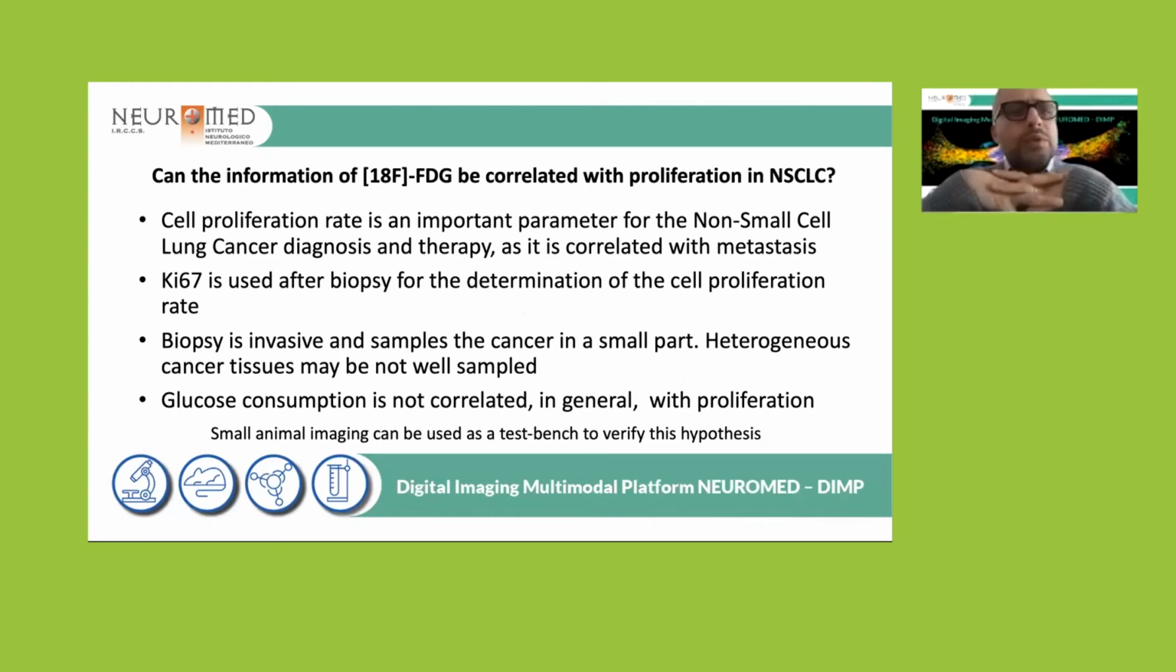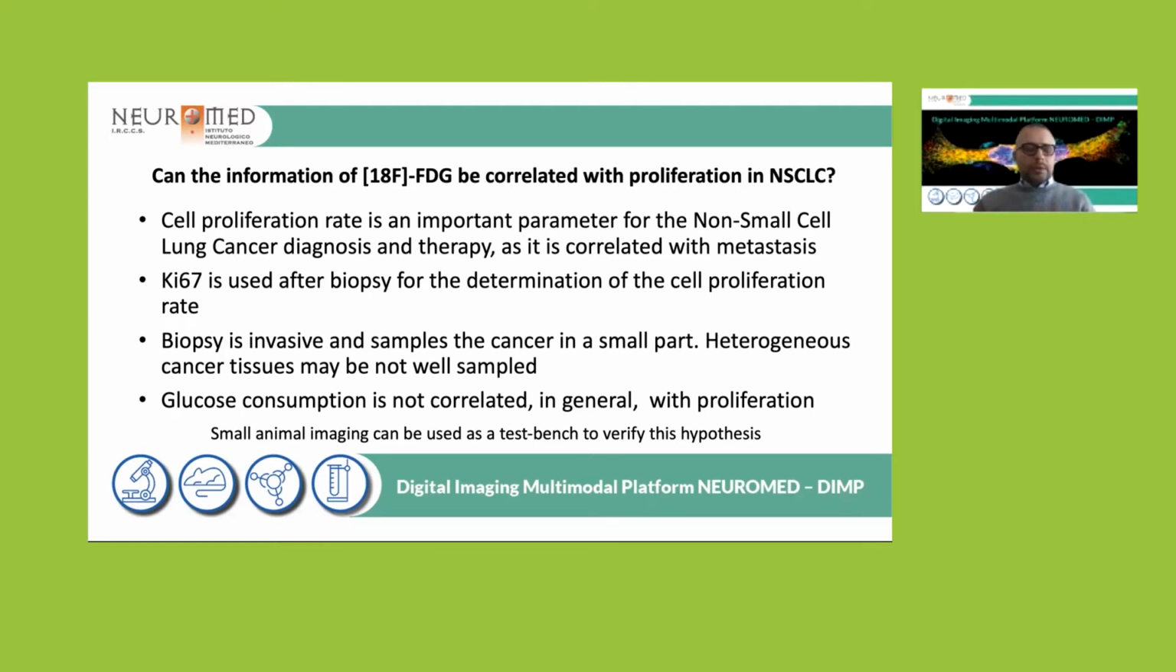I will proceed with an example which maybe indicates all that better. The question is, can the information of FDG F18 be correlated with proliferation in non-small cell lung cancer? In this first example, we are going to understand what the potential of imaging is in order to address this point. Cell proliferation rate is an important parameter for non-small cell lung cancer diagnosis and therapy. It is in fact correlated with metastasis.